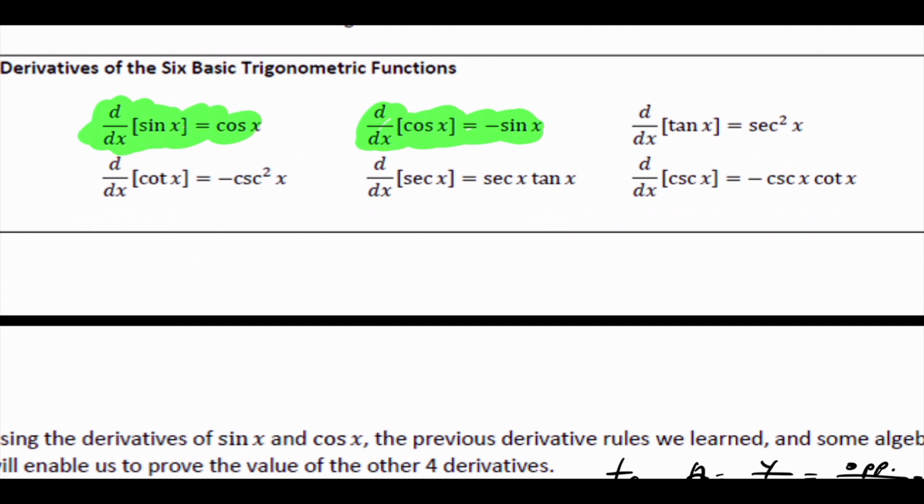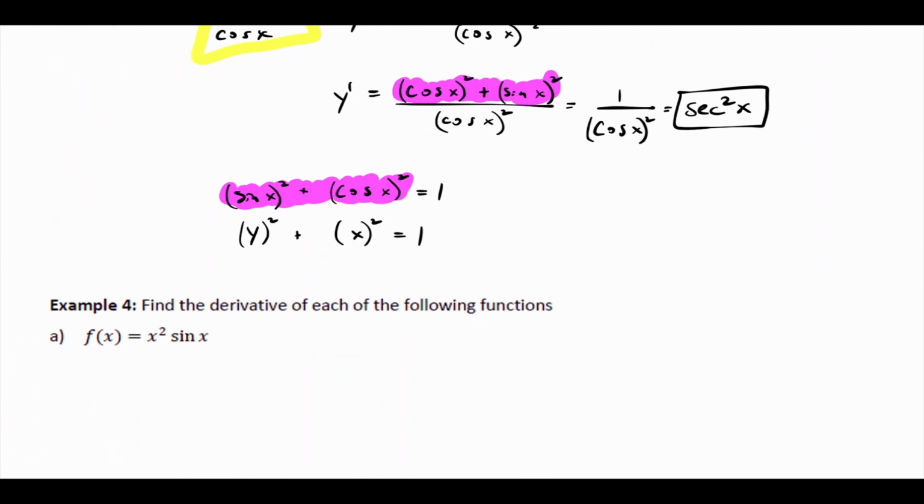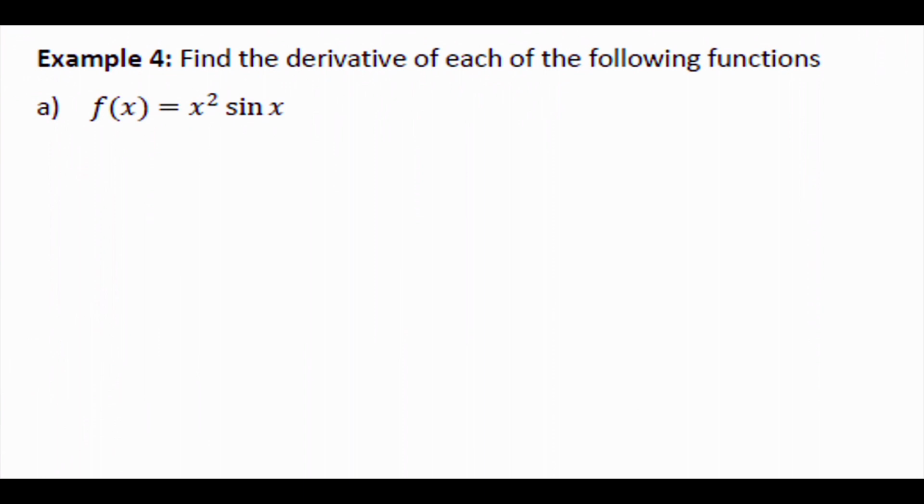So why is the derivative of cotangent negative cosecant squared? Why does the derivative of secant have itself times tangent? Because if I had time to prove it, I would show you. Okay, so now let's start getting to problems that you're gonna see. These are the problems you're gonna see.